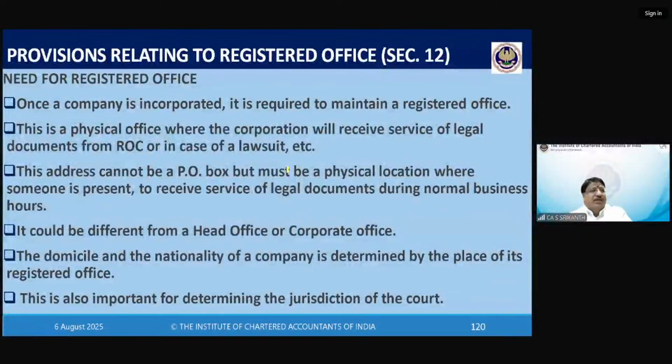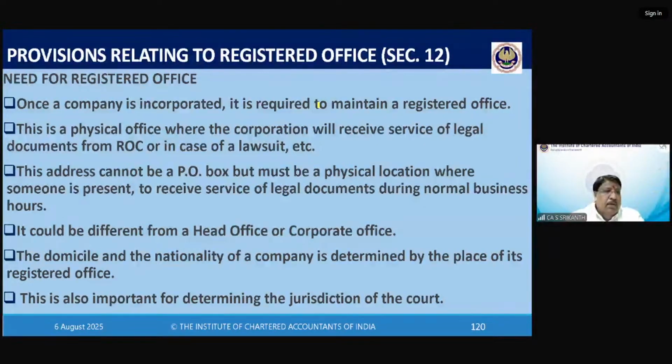So, registered office. Now, please note it, Your Honors, the company can have any number of offices, ma'am. You can have a corporate office, you can have this office, that office. But registered office only one. Because that is the office, a physical office where the corporation or company will receive the service of legal documents.